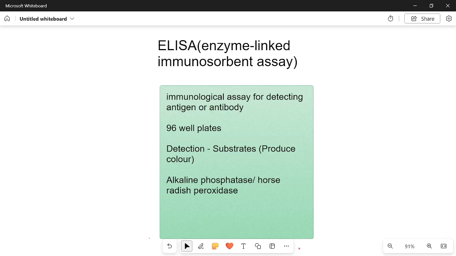So today I'm going to discuss the topic ELISA. What is ELISA? ELISA is enzyme linked immunosorbent assay. It is an immunological assay which is used for the detection of a specific antigen or antibody. They are generally carried out in 96 well plates. Detection is carried out by the addition of a substrate that may generate a color. The commonly used enzyme labels are alkaline phosphatase or horseradish peroxidase.